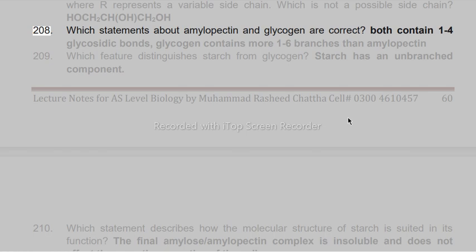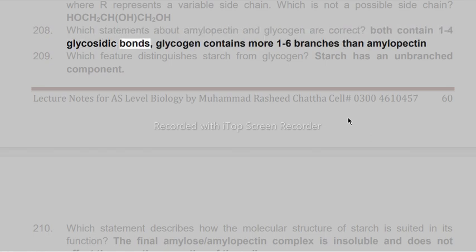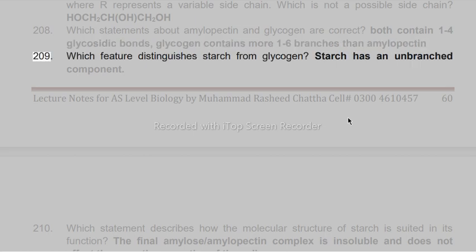208. Which statements about amylopectin and glycogen are correct? Both contain 1 to 4 glycosidic bonds. Glycogen contains more 1 to 6 branches than amylopectin. 209. Which feature distinguishes starch from glycogen? Starch has an unbranched component.